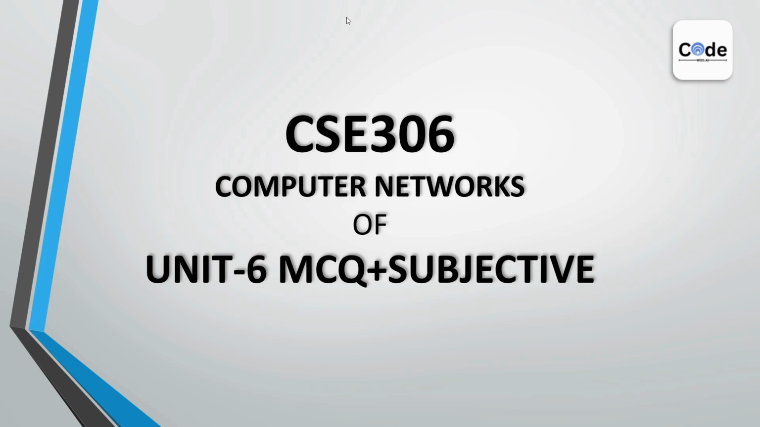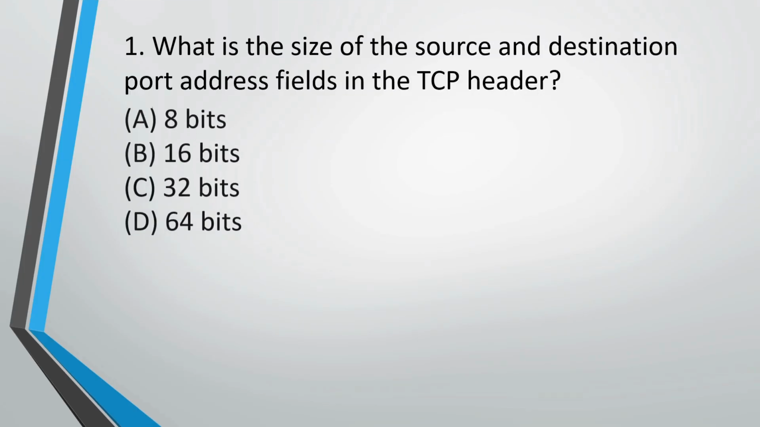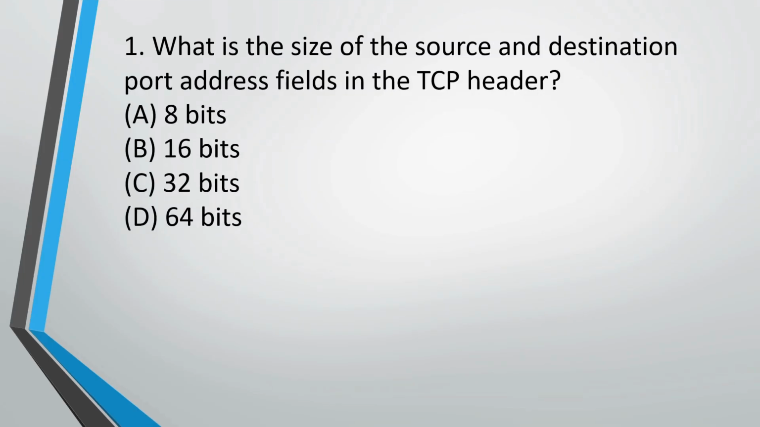Hi everyone, now I am going to start the MCQ of Unit 6 Computer Network. The first question is: what is the size of source and destination port address fields in the TCP header? 8 bits, 16 bits, 32 bits, 64 bits. The correct option is B, 16 bit.